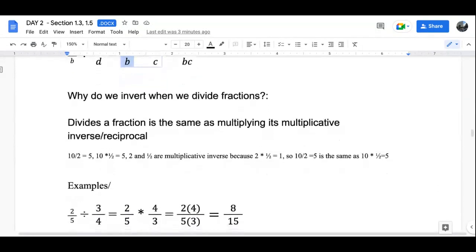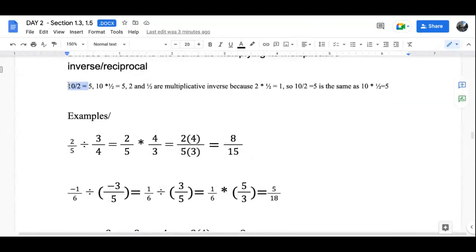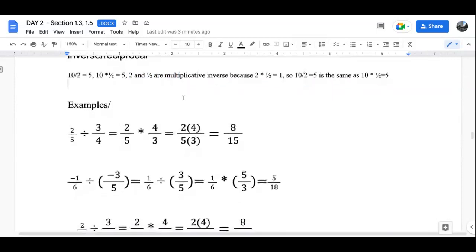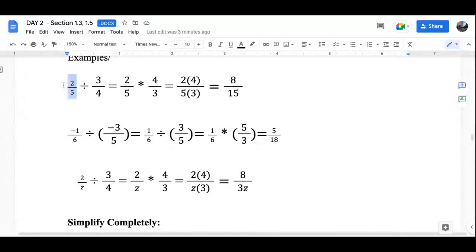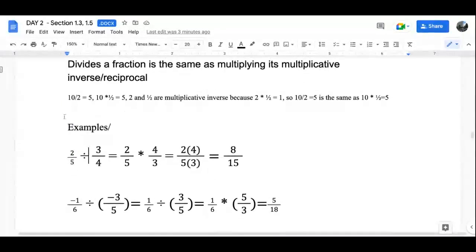So the idea here: 10 divided by 2, that's 5. That's 10 multiplied by half, right? When 10 is divided by 2, the 2 appears in the denominator, that's half. That's 10 times half equals 5. 2 and a half are multiplicative inverses. Let's see this example: 5 over 2 becomes 2 over 5. I'm sorry to cut you off, Professor, but it's only for division we flip it around, right? Only for division. Okay, thank you.